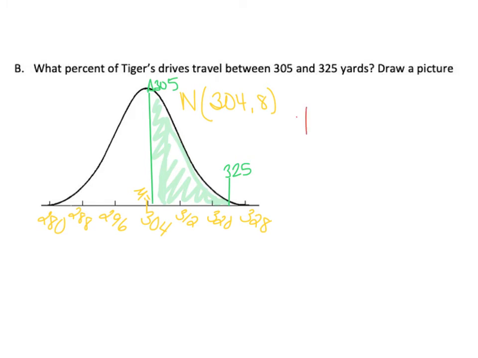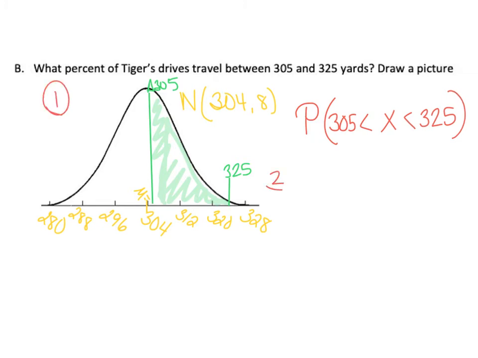So I'm asked, what's the percent? You could also think of this as probability of the drives traveling between 305 and 325 yards. All right, so empirical rule fails me, so I'm going to find my z-scores. So first, I've got my notation, my picture, and my probability statement. Now I'm going to find my z-scores so that I can use Table A.